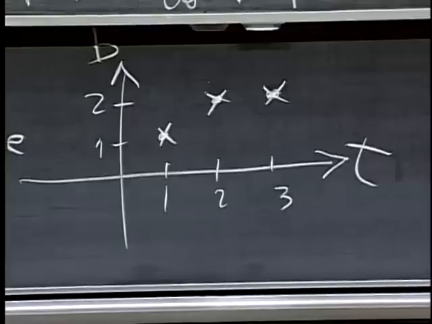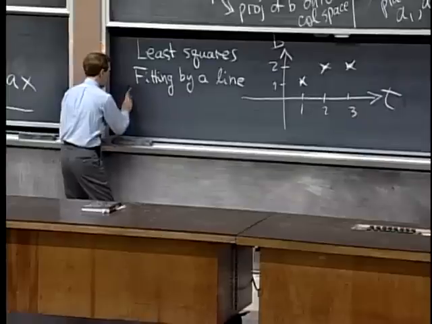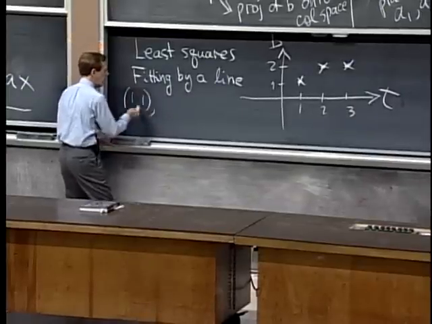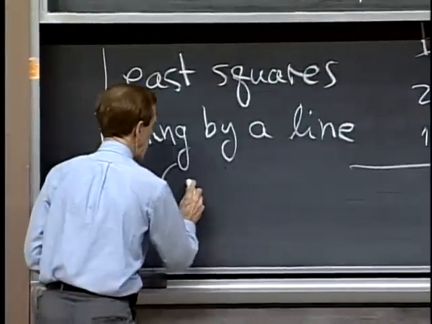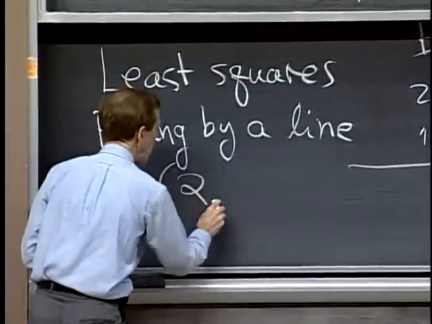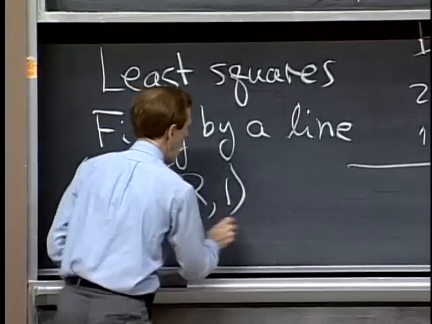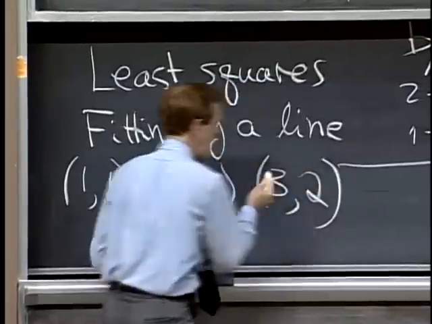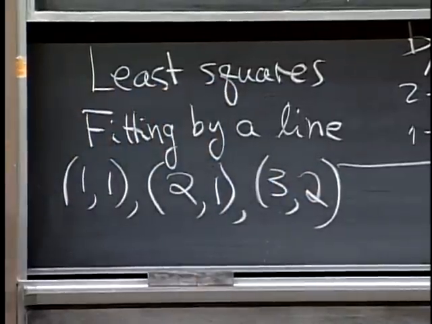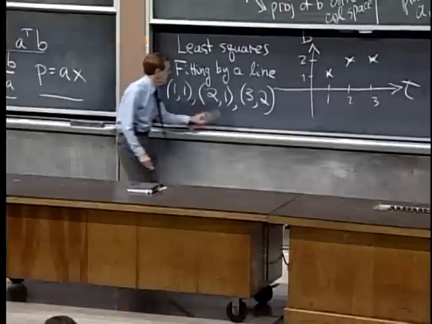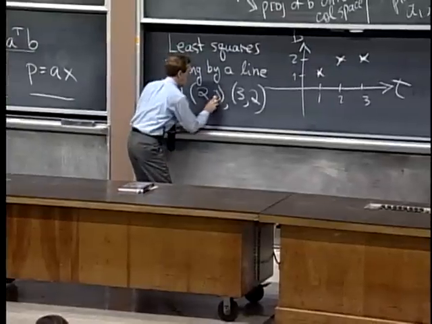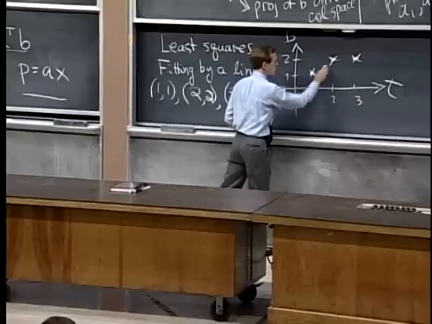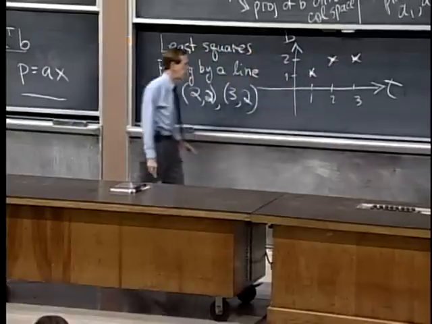So the problem is fit the points. The first point is t equals 1, b equal 1. The second point is t equals 2, b equal 2. And the third point is t equals 3, b equal to 2. So those are my 3 points. This is the point 1, 1. This is the point 2, 2, and that's the point 3, 2.